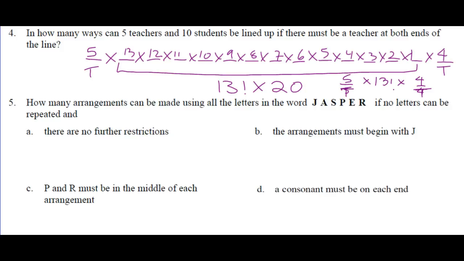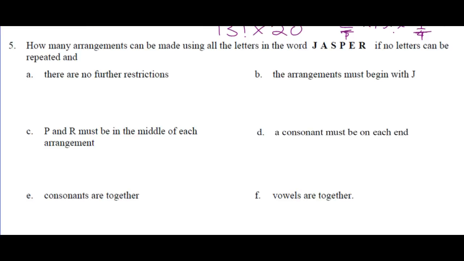So now we're going to have a number of different ways, from no restrictions to everything begins with a J, etc. Using all the letters in the word Jasper, if no letters can be repeated. Whenever you're arranging letters in a word, just pretend they're on Scrabble tiles sitting in front of you. You pick a tile off, put it down, which means you can't repeat that letter, right? If there are no further restrictions, we know how to do that. How many letters? 6. How many ways can I arrange 6 letters? 6 factorial, or 720, right? You could write out the 6 blanks, but for this one, I don't think you need to.